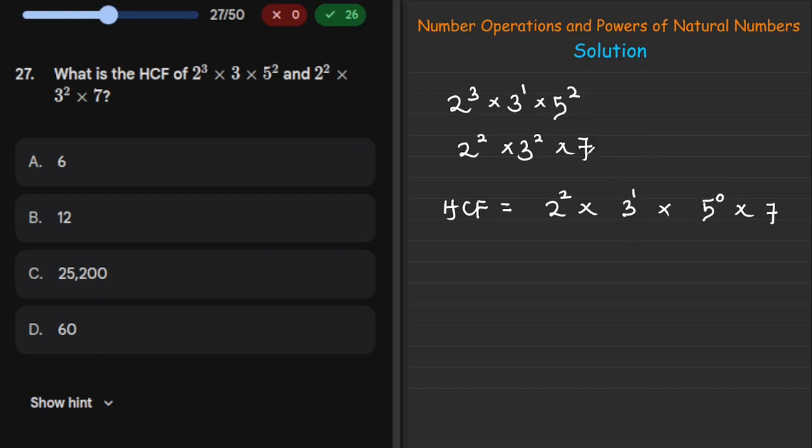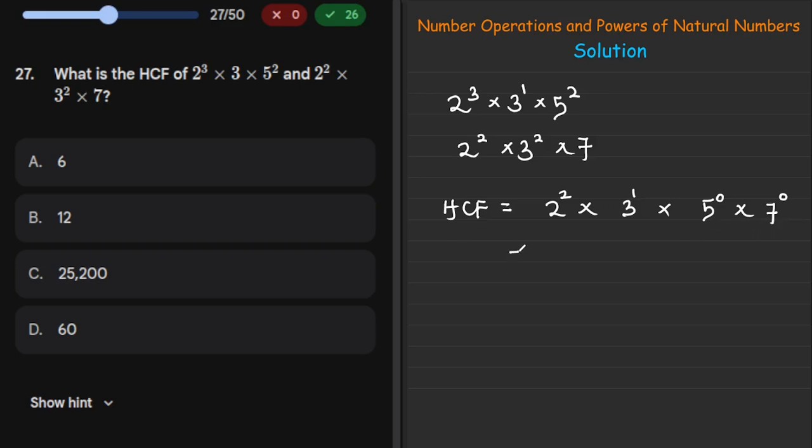If we come to 7, 7 has got a power of 1 here, and this has a power of 0. And among these two, the lowest is 0. The reason why we don't write all these is that they'll give you 1.